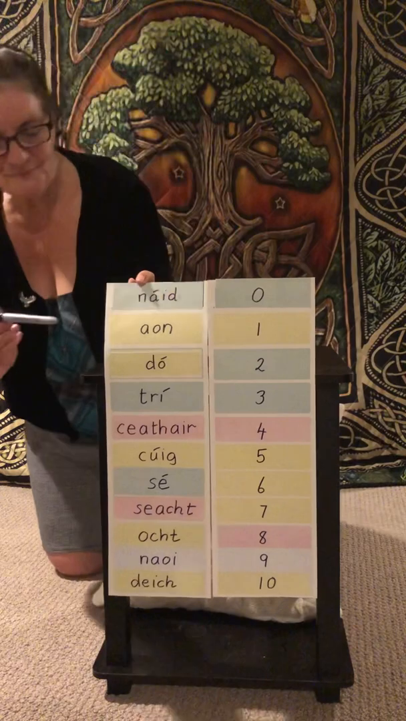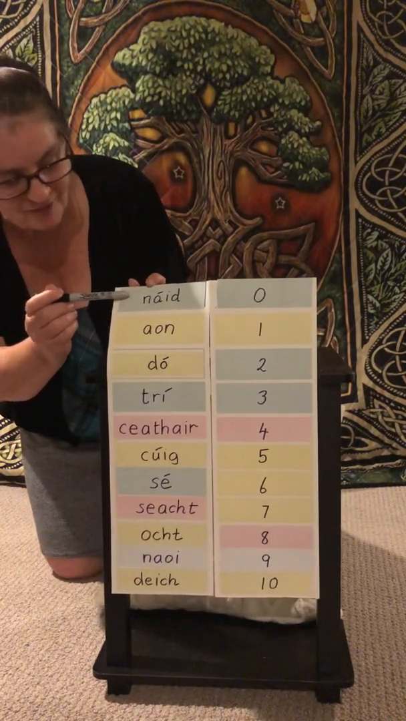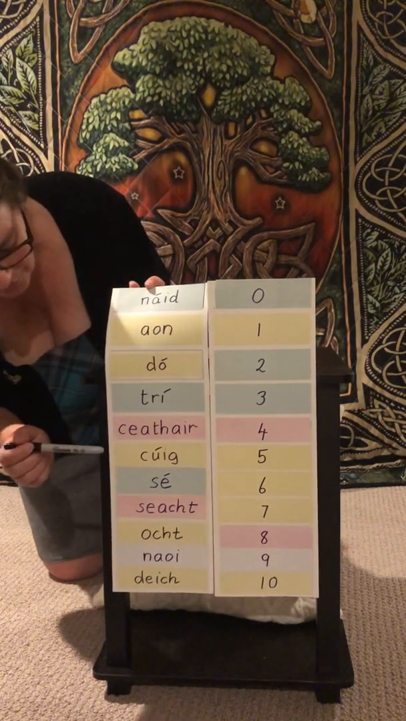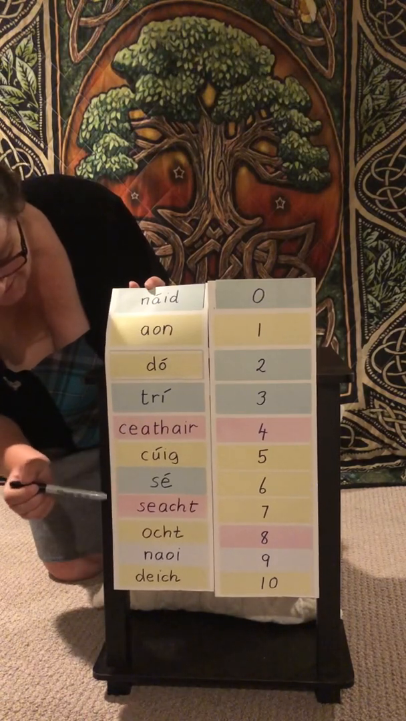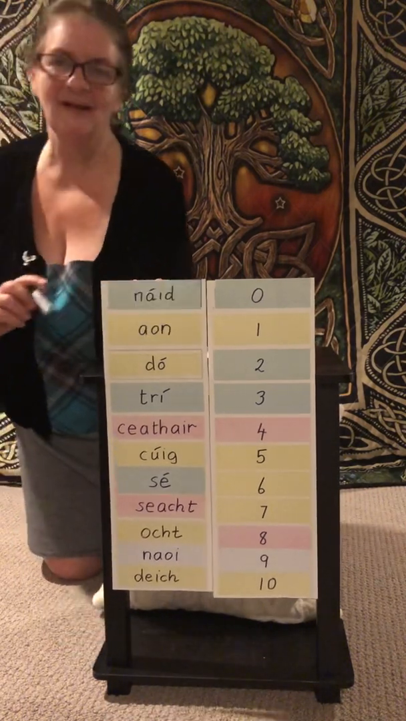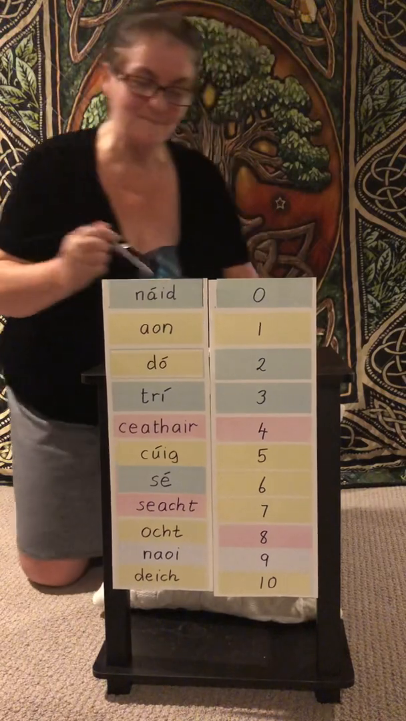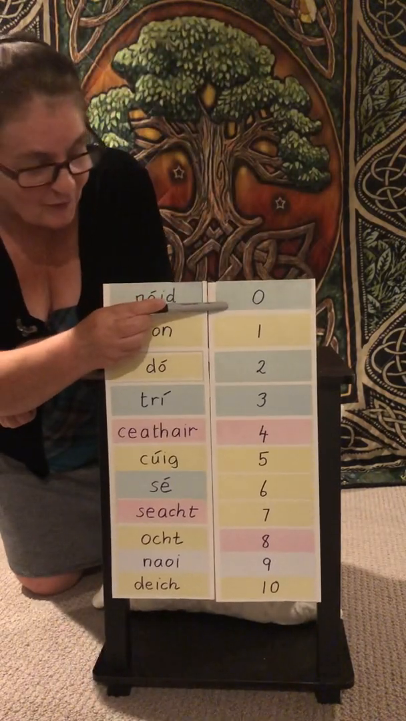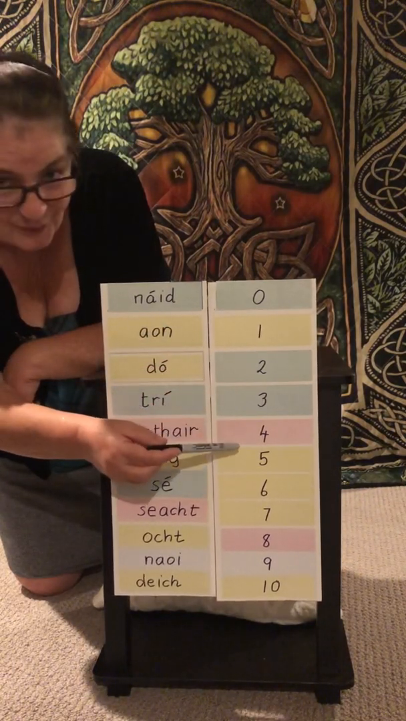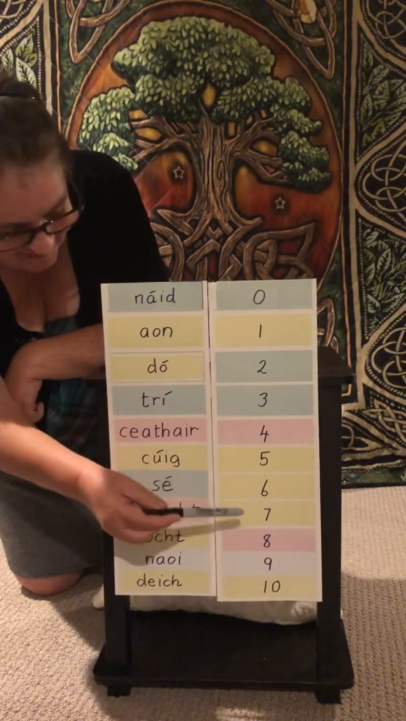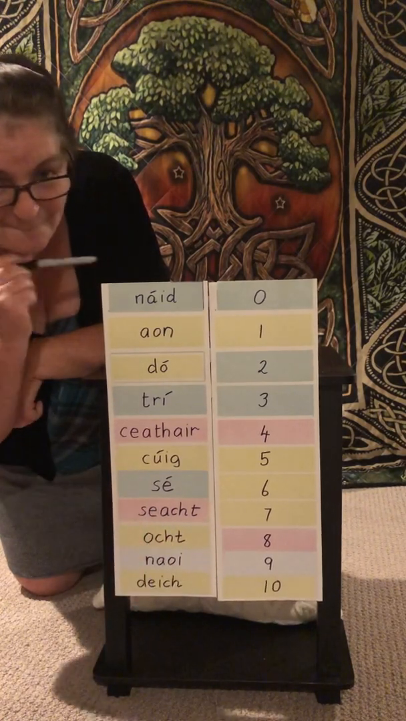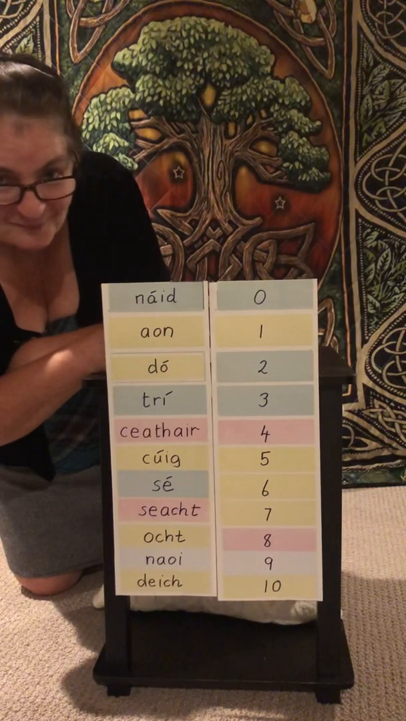Ready? Noige, an, do, tree, kahir, cúig, shay, schacht, ocht, knee, J. And without looking at these ones. Noige, an, do, tree, kahir, cúig, shay, schacht, ocht, knee, J. Basic numbers 0 to 10. Welcome to Irish.